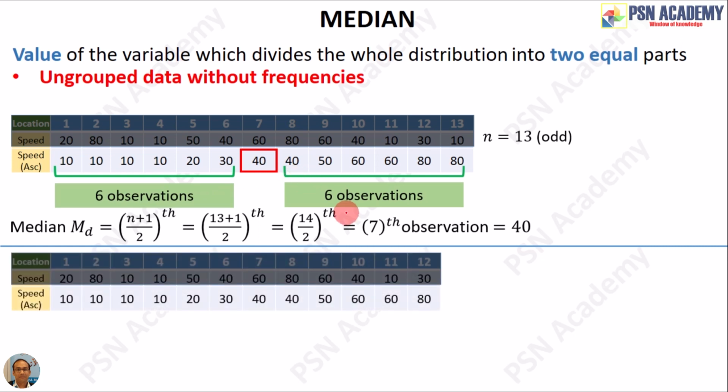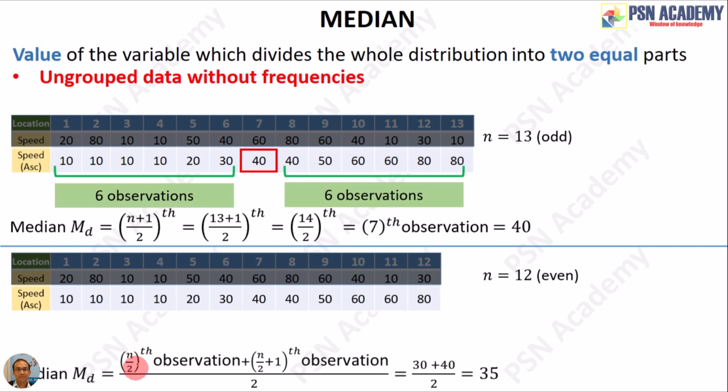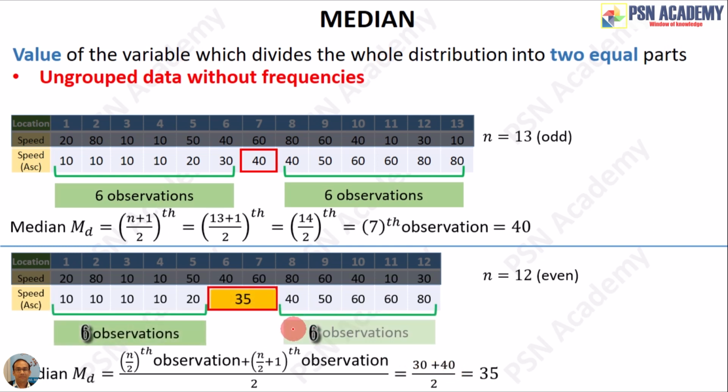Now we go with ungrouped data without frequencies when n is even. Here n is 12, that is even, so we have the formula for that: the n by 2th observation plus the next observation, divided by 2. So n by 2 means the 6th observation, that is 30, and the next observation, that is 40. So we have 30 plus 40 by 2, that is 35. Here also we have the same number of observations on the left hand side as well as on the right hand side of the median.